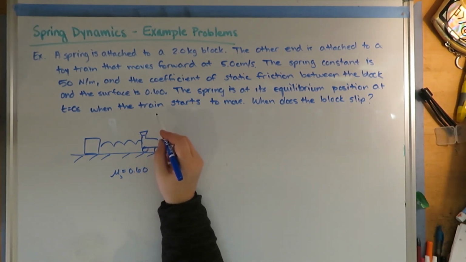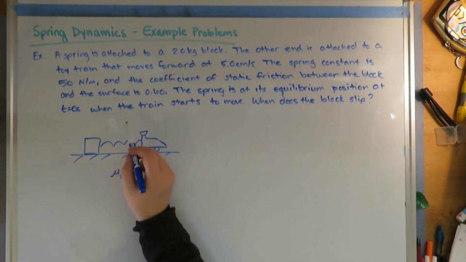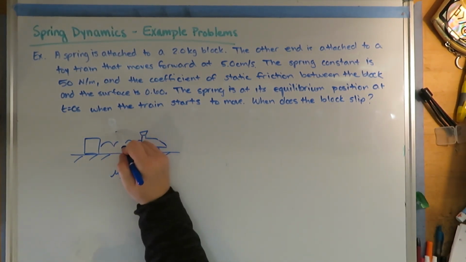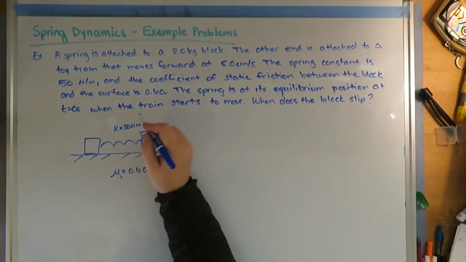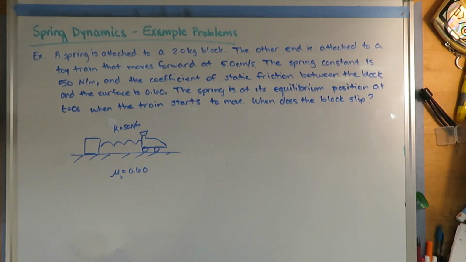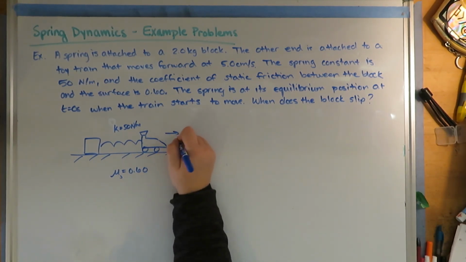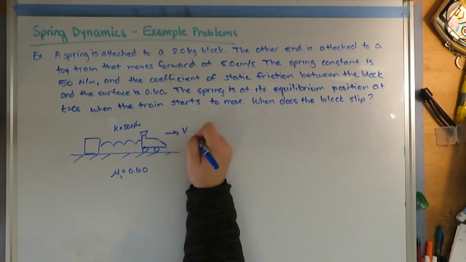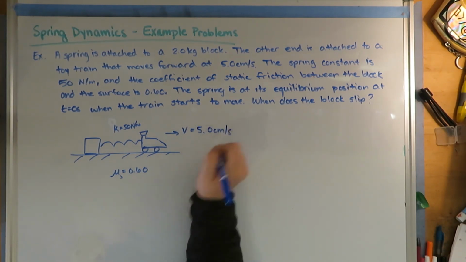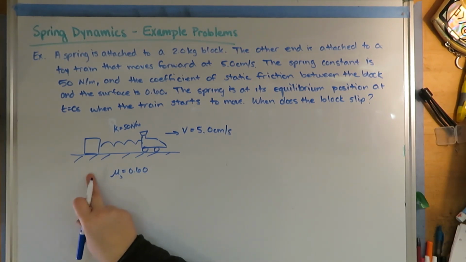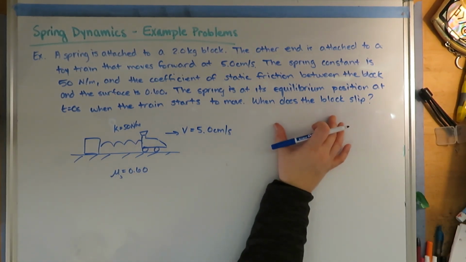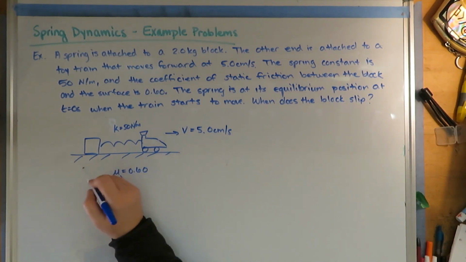And we have a spring constant that is known. So we know the value for k here. k is 50 Newtons per meter. And then we know that the toy train is moving forward at a speed of 5.0 centimeters per second. We know that the block is initially at rest because we're looking at when the block starts to slip. And we know that the block itself has a mass of 2.0 kilograms.